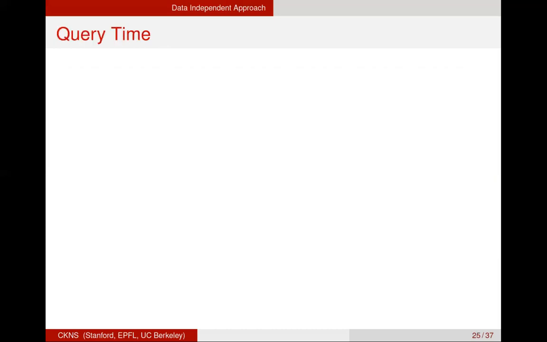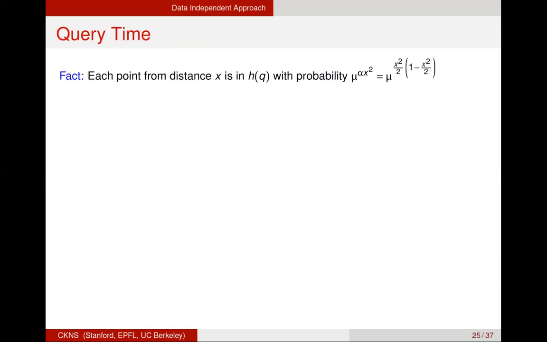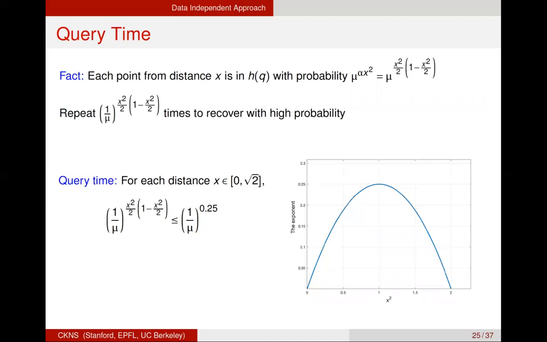Now we can do the query time analysis. Remember that we were interested in recovering points from distance x in the query's bucket, but they hash into the query's bucket with probability mu raised to the power x squared by 2 times 1 minus x squared by 2. So we need to repeat this procedure 1 over this probability times to recover these points with high probability. So for any distance x, we are going to spend 1 over mu raised to the power x squared by 2 times 1 minus x squared by 2 time. And as you can see in this figure, this exponent is upper bounded by 0.25. We are going to repeat this whole procedure for order log n distance levels from 0 to root 2. So all in all, our query time is upper bounded by 1 over mu raised to the power 0.25, up to polylogarithmic factors.